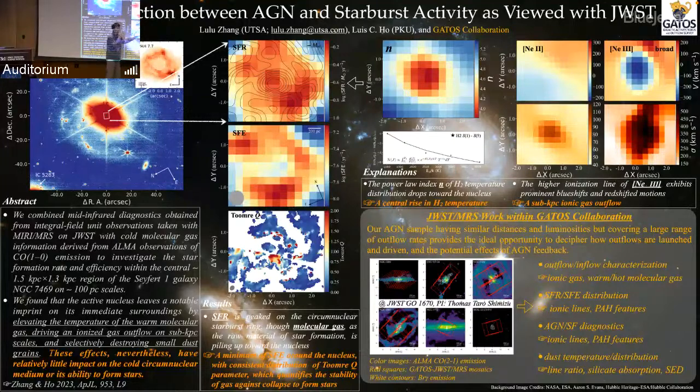Now we are actively working within the GWST collaboration with a close eye on the launching site of the AGN outflows. Our AGN sample here, having similar distances and luminosities but covering a large range of AGN outflow rates, provides us an ideal opportunity to decipher how the AGN outflows are driven and the potential effects of AGN feedback. That's all. Thank you.